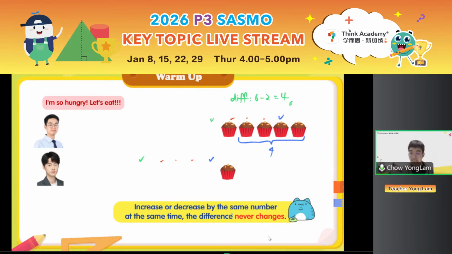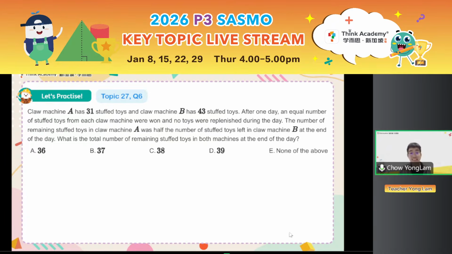How many I eat, that's how many he eats. How many I buy, that's how many he buys. The difference will never ever change. All right, so that is the key point here. If I increase or decrease by the same number, the difference will never change. With that, let's try to solve this question in topic 27.